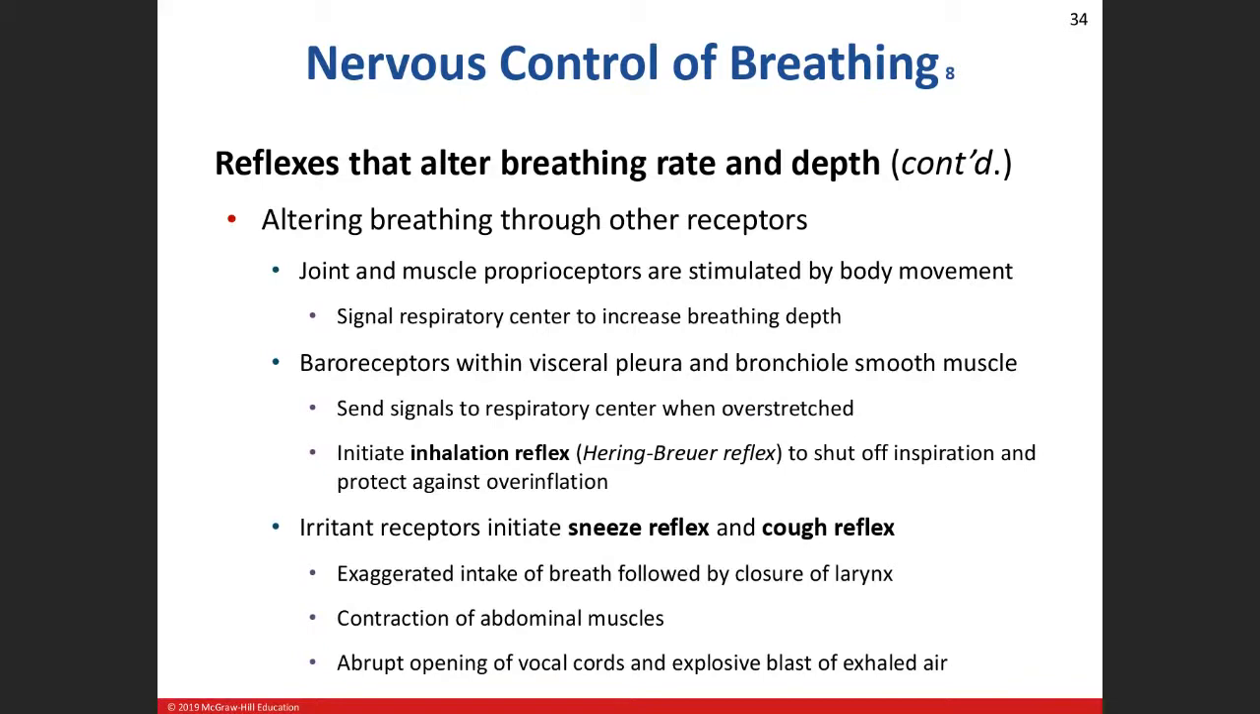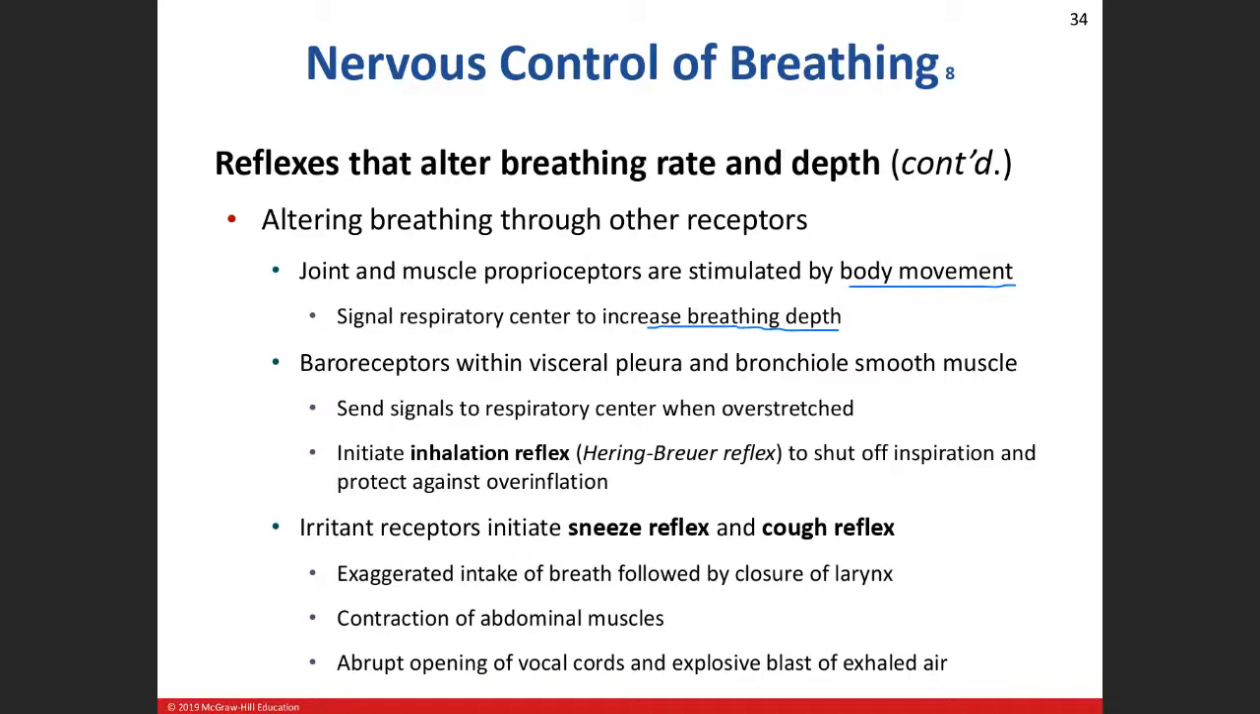We talked about proprioceptors, and now we're going to see what effect they have. We know that proprioceptors have to do with body movement. So when you increase body movement, like exercising, that sends signals to the respiratory center to increase, not the rate, but the depth, because you're then stimulating the involvement of the accessory muscles.